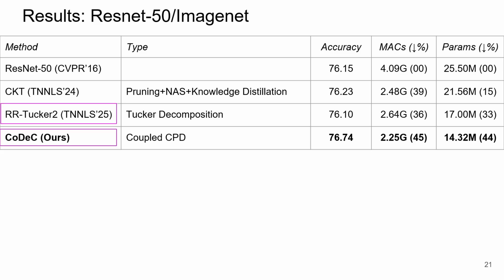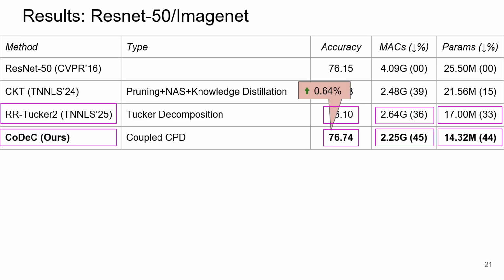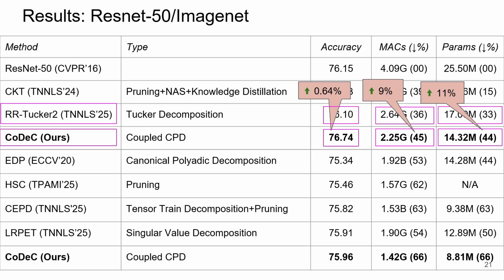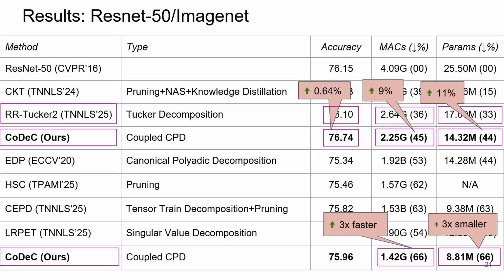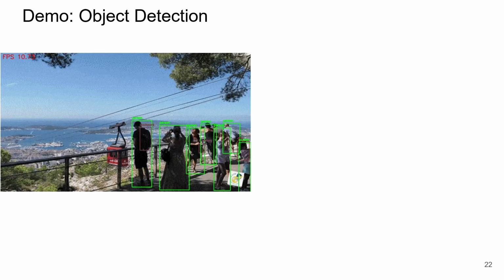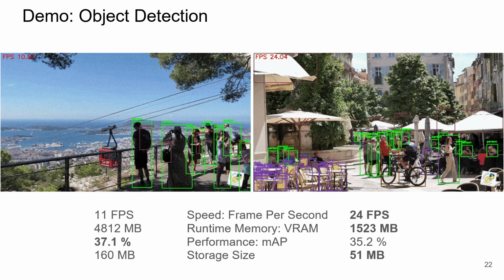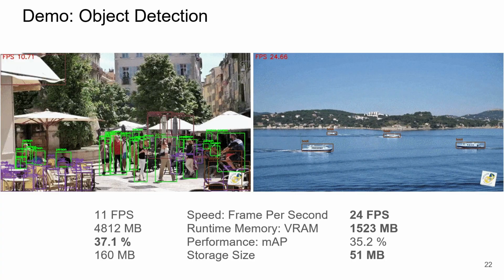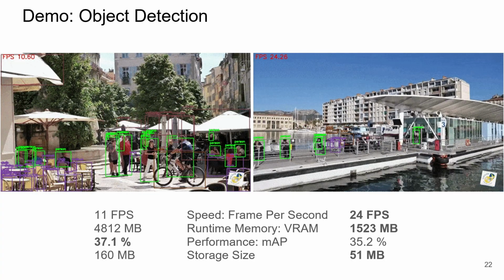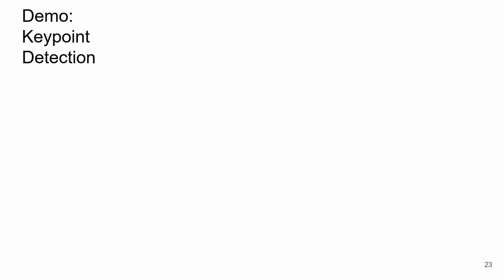This slide shows the compression results for ResNet-50 on ImageNet. Across all compression levels, our method consistently outperformed others in both performance and complexity reduction. Here are the results for Faster R-CNN on the COCO 2017 dataset. CoDeC significantly boosts inference throughput, achieving over double the frames per second compared to baseline models.